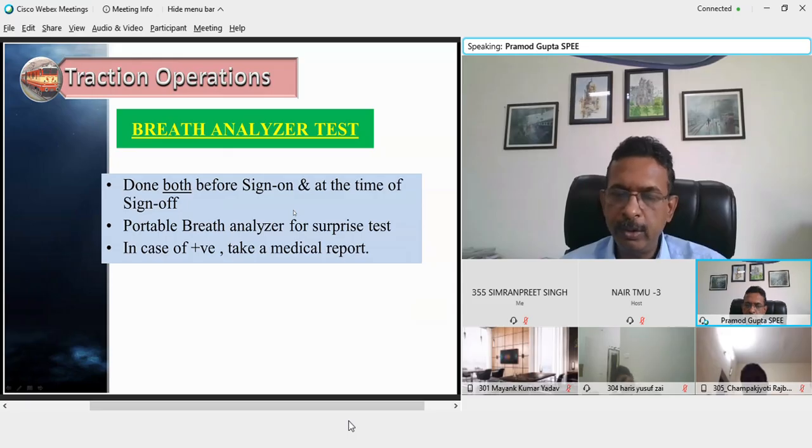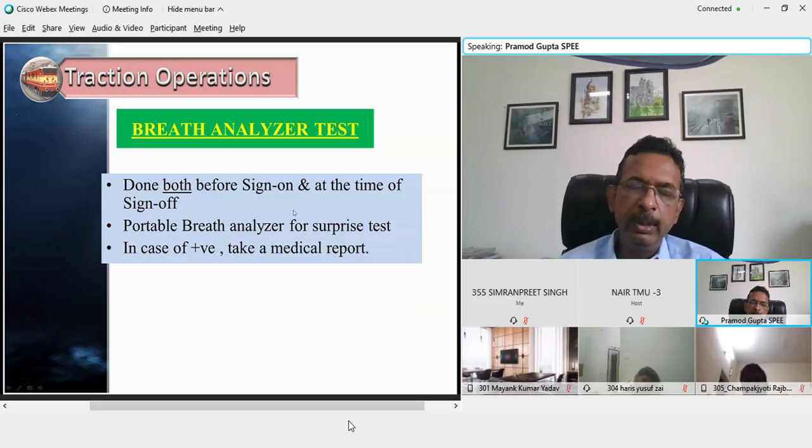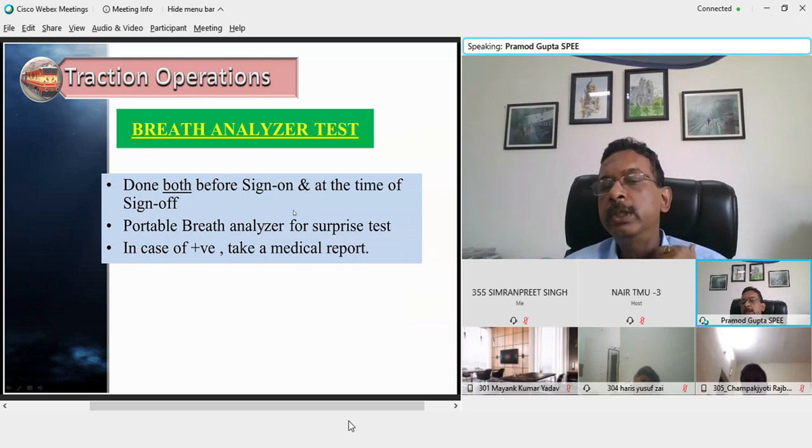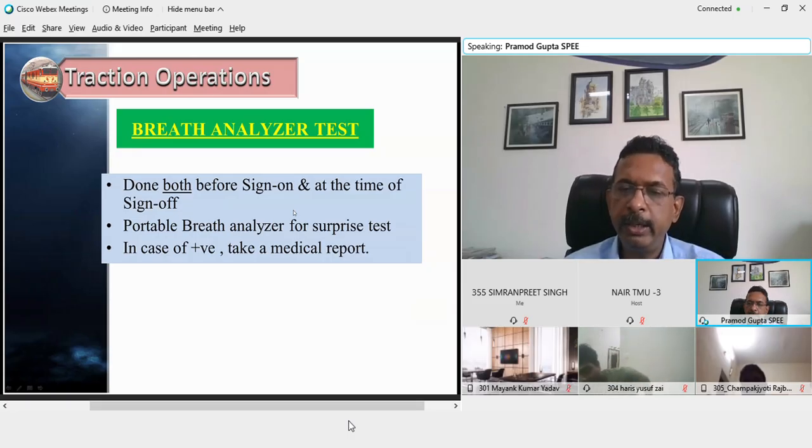We should also introduce the concept of sign off, because anyway he's reporting to the crew lobby or the local lobby, whatever we call it. The lobby is the same. So why not subject him to another breath analyzer test, because it hardly takes 2 to 3 minutes. So this concept was introduced that he has to now do it at the time of sign on and at the time of sign off.